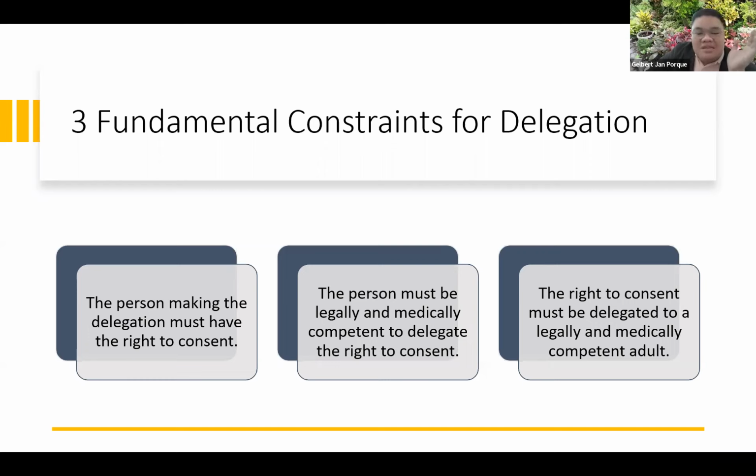Next, the person must be legally and medically competent to delegate the right to consent. As I have mentioned, hindi siya pwede na mag-delegate ka by the time that you are mentally incapacitated. Okay? And then dapat it should be delegated to somebody who is legally and medically competent also. So hindi pwede na sabihin ko, oy, doon ako magde-delegate to somebody who is mentally incapacitated. Dapat, somebody who will be my proxy is also ready to make the decision.